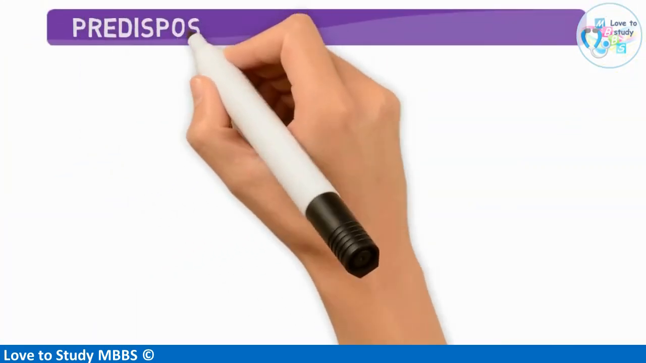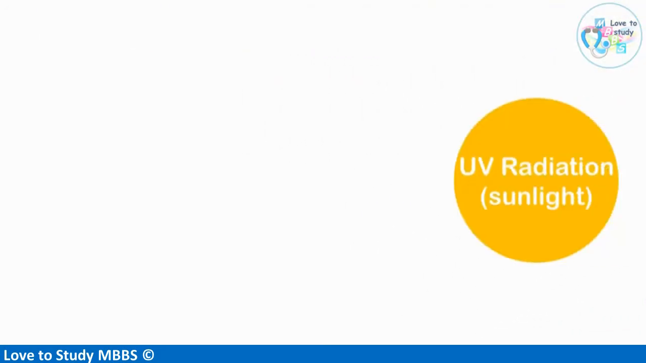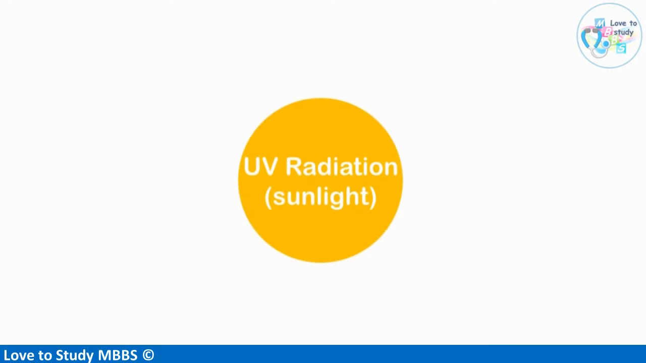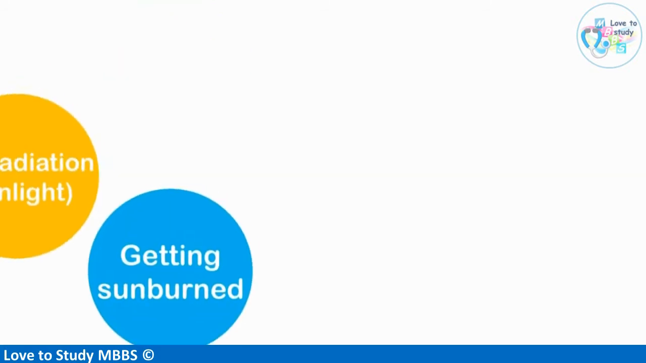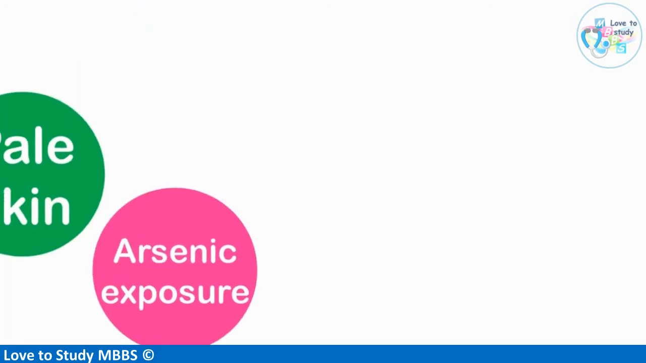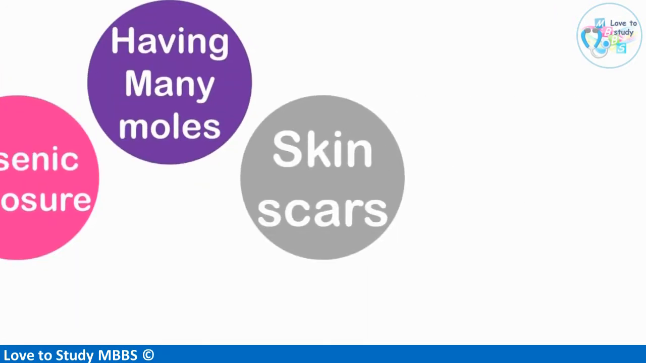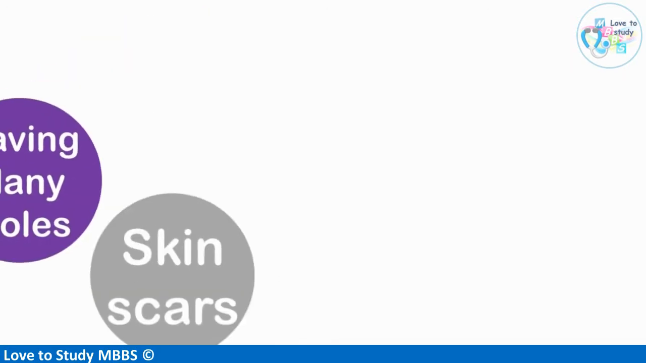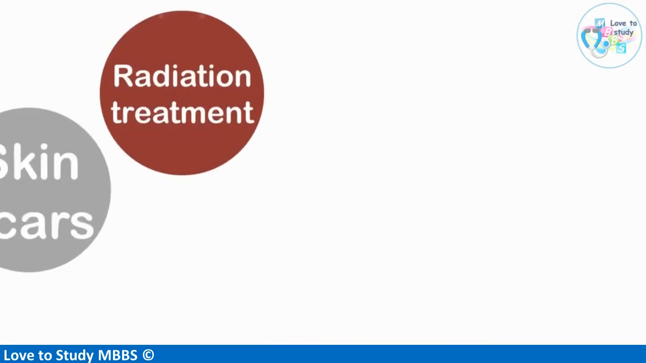Predisposing factors for skin cancer. The risk factors for all skin cancers include being exposed to ultraviolet radiation, from sunlight exposure or tanning bed exposure to UV light, getting sunburnt easily, having pale skin, being exposed to arsenic over an extended period, or having many moles. People with skin scars will have a high risk of getting skin cancer within the scar itself. Having radiation treatments for another cancer will increase the possibility of skin cancer over the exposed area.